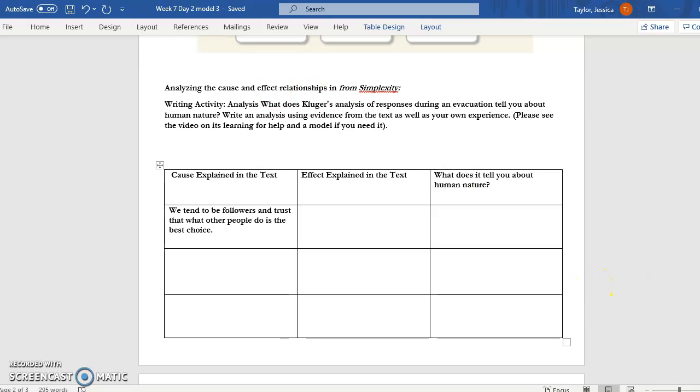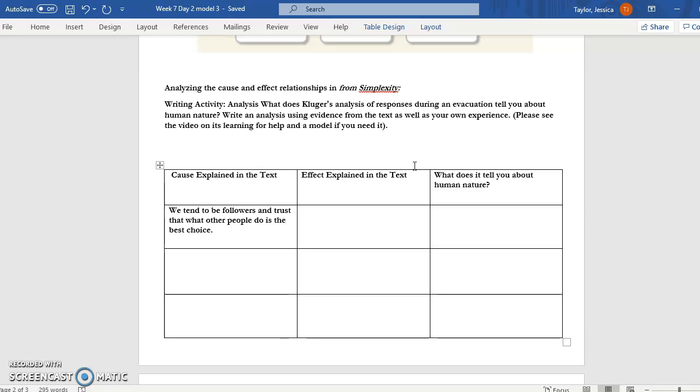So the writing activity is an analysis of what responses during an evacuation tell you about human nature. So you're going to write this analysis using evidence from the text as well as your own experience. So I want to clarify here, this is one of the rare assignments, I don't need quotations from the text. If you are addressing specific points, I will take your thoughts, and you don't necessarily need text evidence. But it does need to be referenced from a part of the writing.